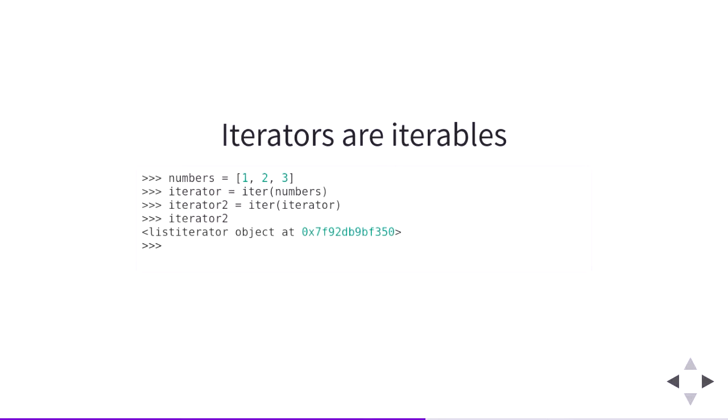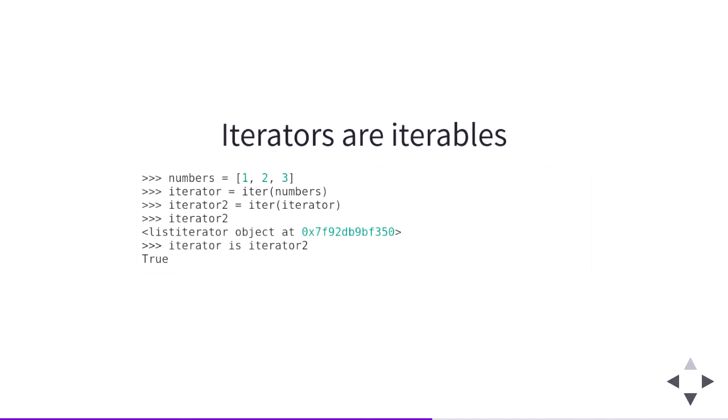So we can call iter on an iterator to ask it for an iterator. And when we do that, it will always give us itself back. Iterators are iterables, and their iterator is themselves. Iterators are their own iterables.